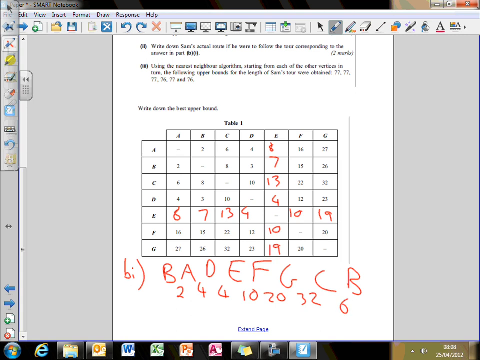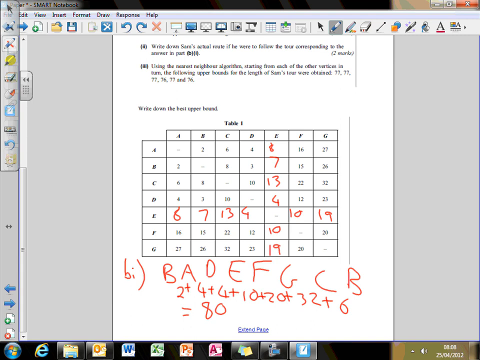So now I've listed the route. I need to add these numbers together to get my upper bound. So when I add this number, what do I get? 6, 10, 20, 40, 80. So the answer to B part 1 is 80, and that BADEFGCB is the tour. Tour is another word for Hamiltonian cycle, of course.